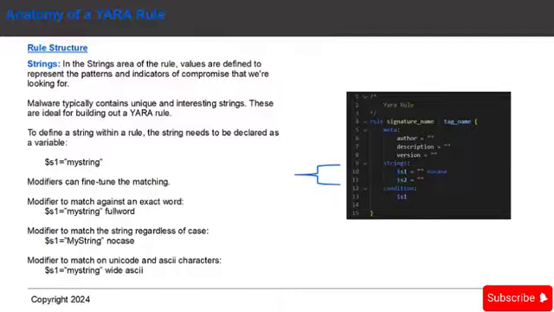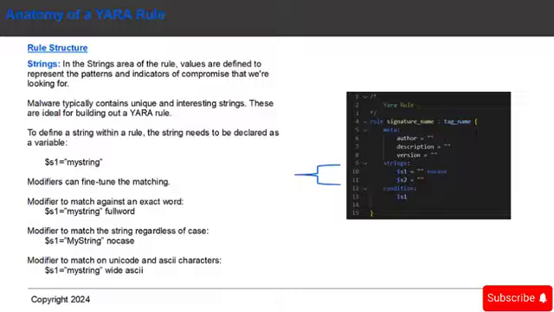The strings section is the area in which we define a series of name value pairs that represent the patterns or the indicators of compromise that we're looking for. Malware typically contains some unique and interesting strings, and these are ideal for building your Yara rule around looking for these string references. When you set up a rule in Yara, the string needs to be declared as a variable. We'll do $S1 equals myString as a very basic example. That would be search string number 1, and we have a value associated with it.